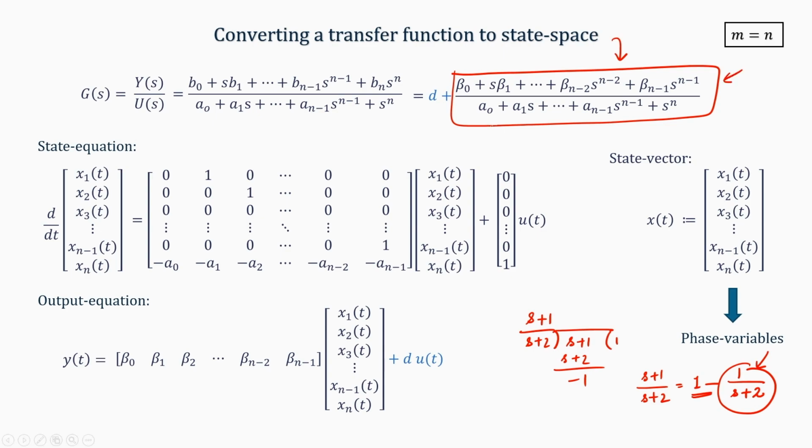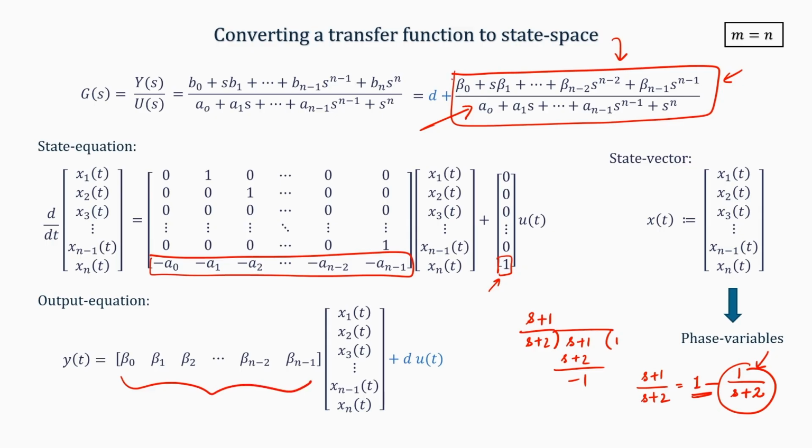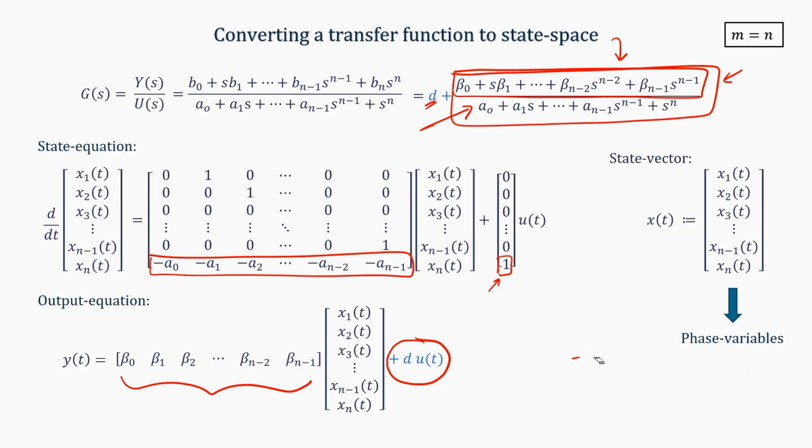Now, once I have this strictly proper transfer function, I know what will be the state space for this. The state space representation for this can be of this form, where I will write down the A matrix in this form, where the last row of the A matrix comes from the denominator's coefficients, then B becomes 0 0 0 0 1, and then the C matrix here comes from the numerator's coefficients, which is beta naught, beta 1 and all. You continue this, and finally there is this extra term, because of this d there is an extra term called plus d u(t).